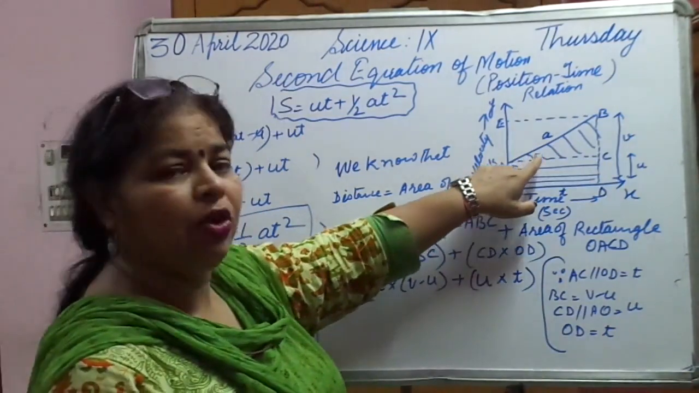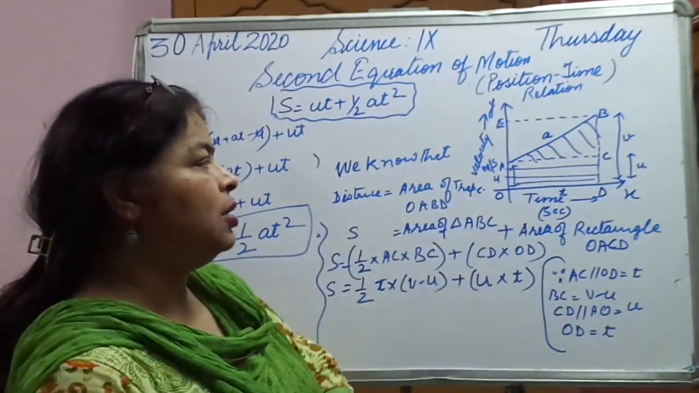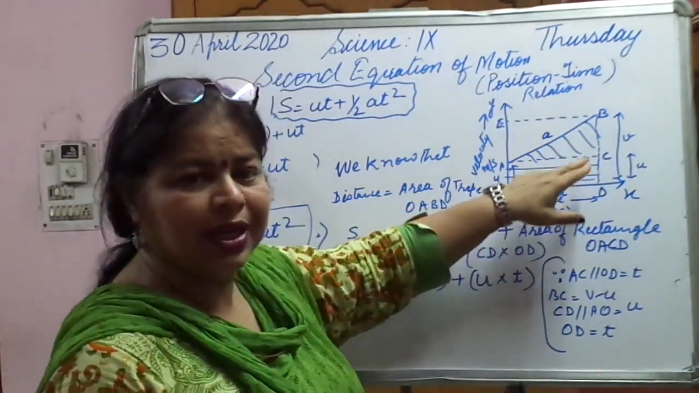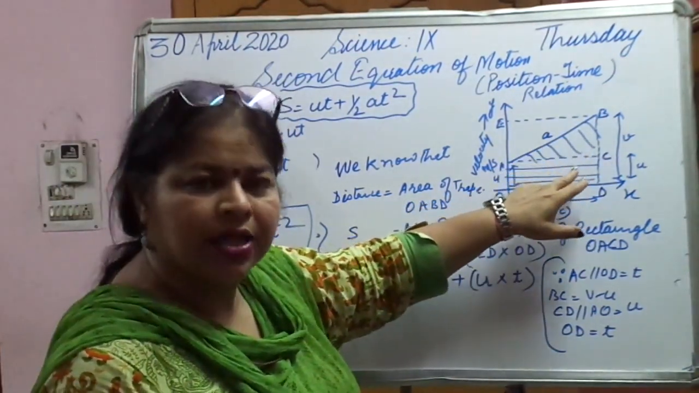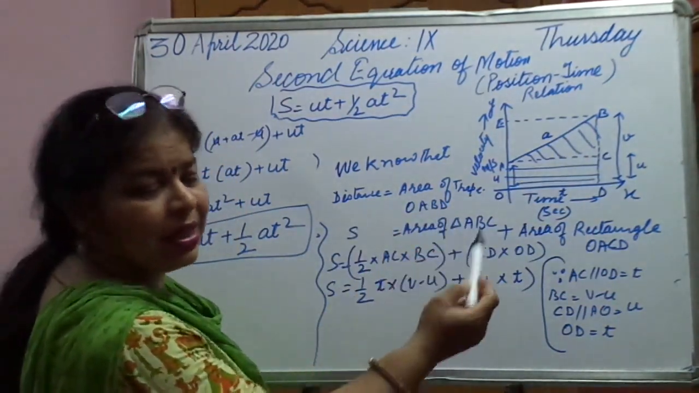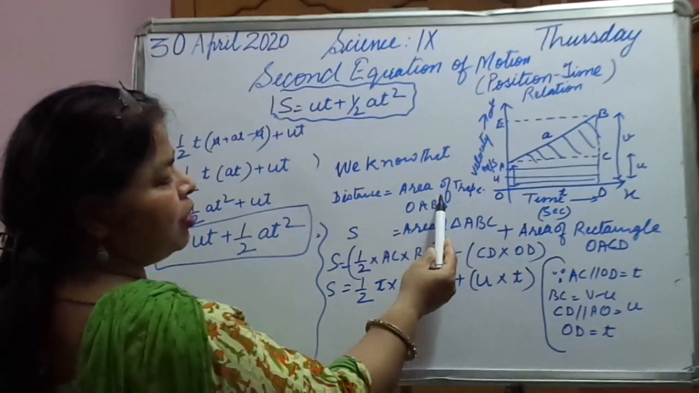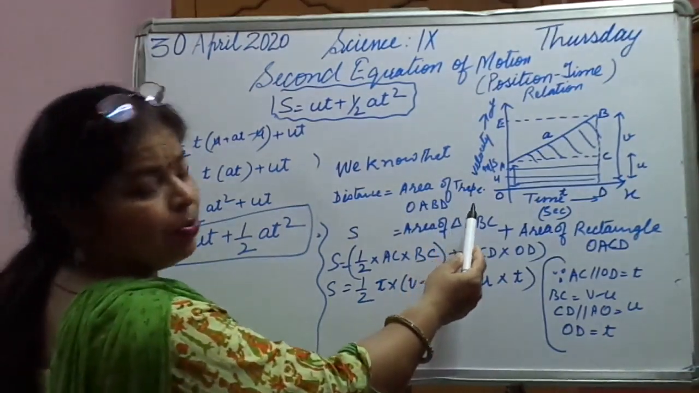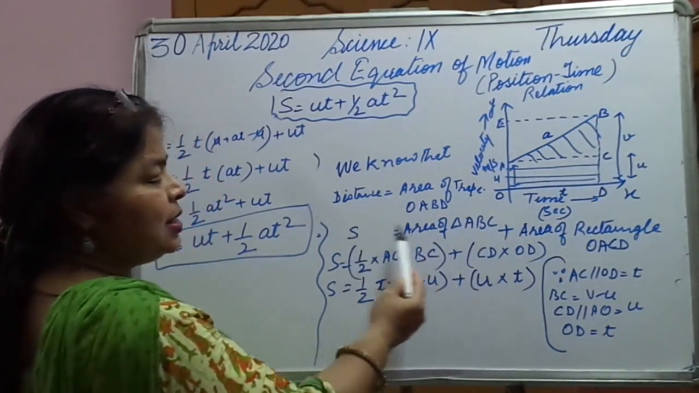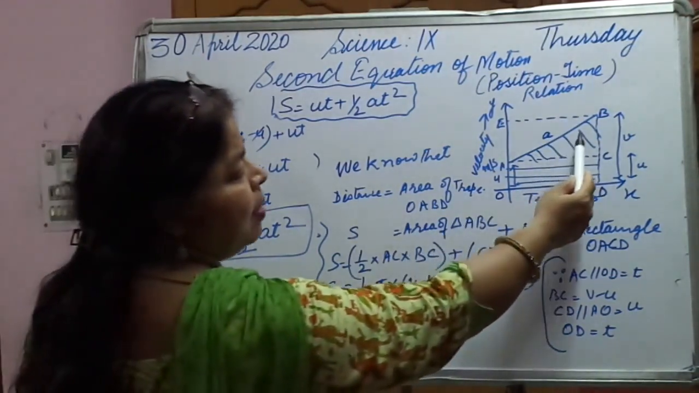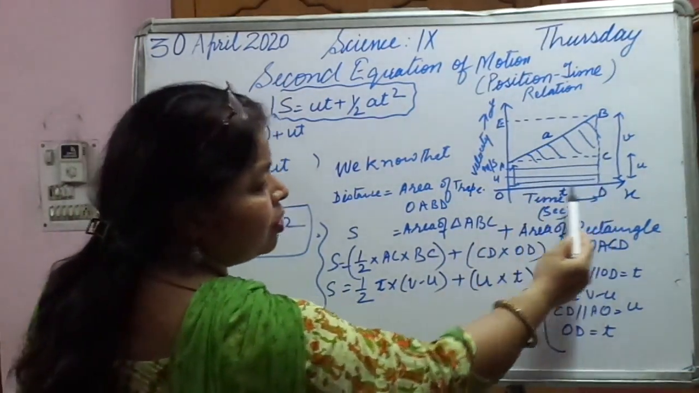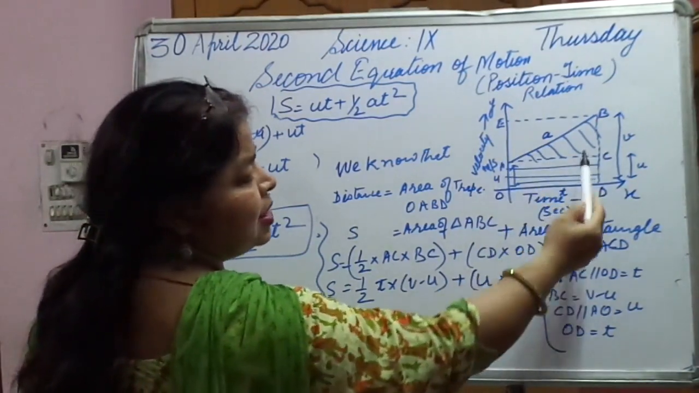So we have to find out the area of the trapezium. But this trapezium can be divided into two figures, a triangle as well as a rectangle. So to find the distance under this graph, we first write: distance is equal to the area of trapezium OABD, which can be said as distance is equal to the area of triangle ABC plus the area of rectangle OACD.